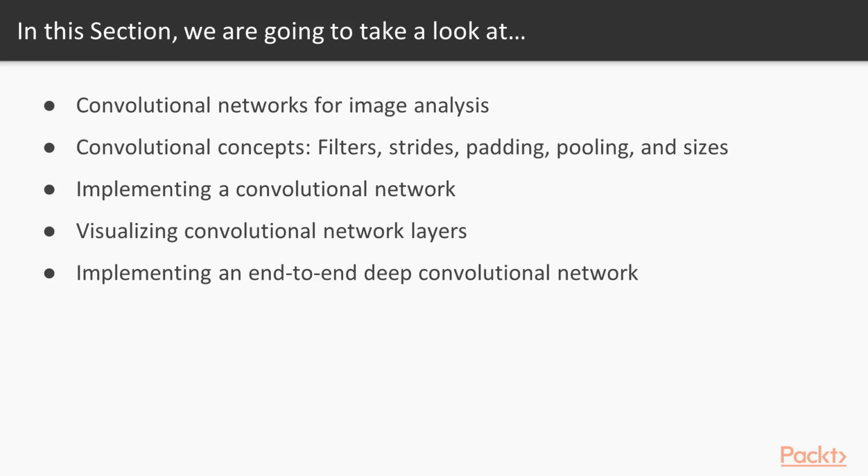Now in this section, we're going to take a look at convolutional networks for image analysis, and convolutional concepts such as filters, strides, padding, pooling, and sizes. We'll implement a convolutional network, visualize the effect of the individual convolutional network layers, and implement an end-to-end convolutional network across images to do image classification and recognition.